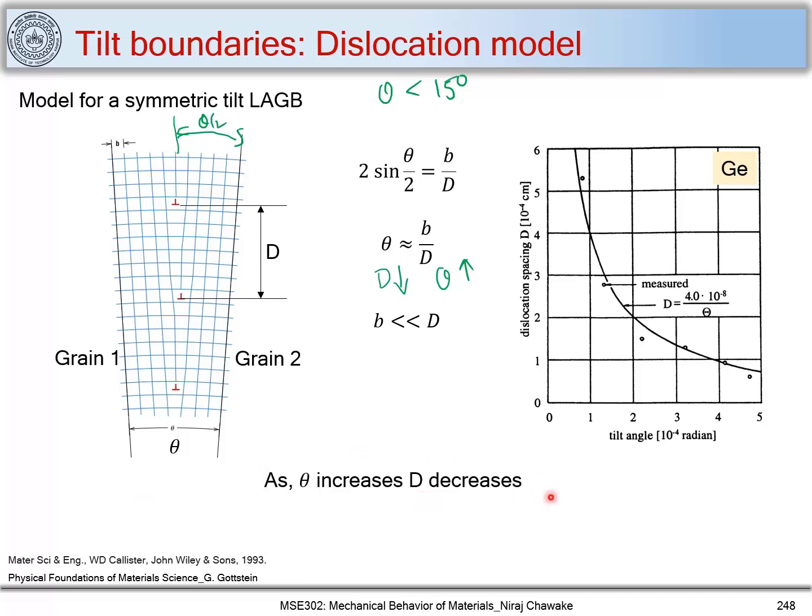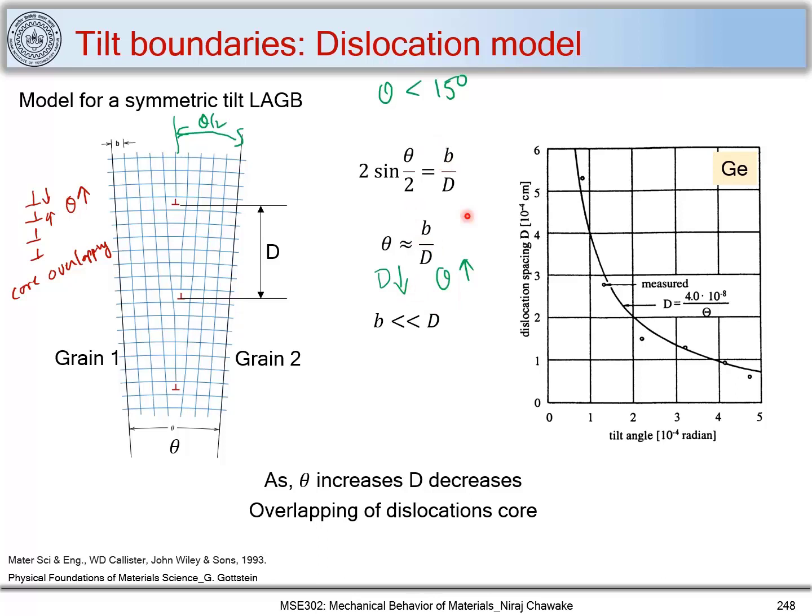And what will happen because of this dislocation, let us mark it over here. These dislocations will come closer and closer, and if they come closer and closer, theta increases. So as these dislocations come closer and closer, what will happen? The cores of these dislocations will start overlapping. Core overlapping. And that gives us high energy configurations. And thus this model cannot be used for misorientation angles more than 15 degrees.